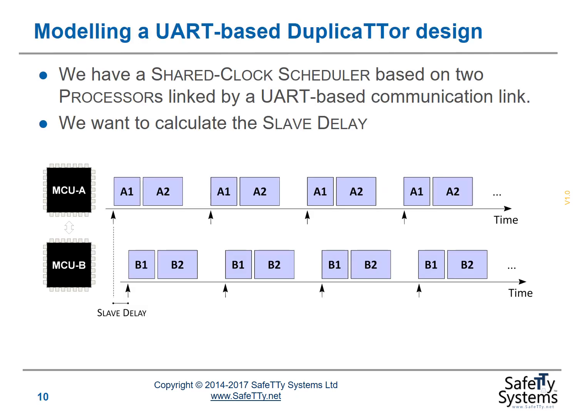So we're assuming we have a shared clock scheduler based on two processors linked together by means of a UART-based communication link. And in this design we want to calculate the slave delay.